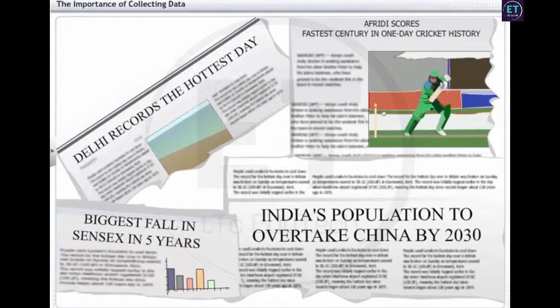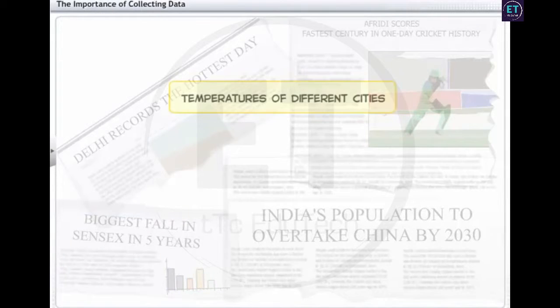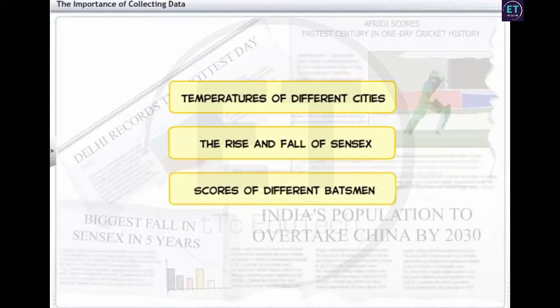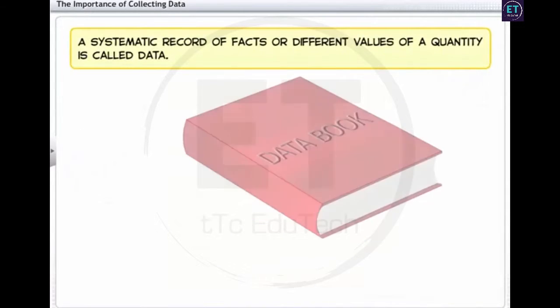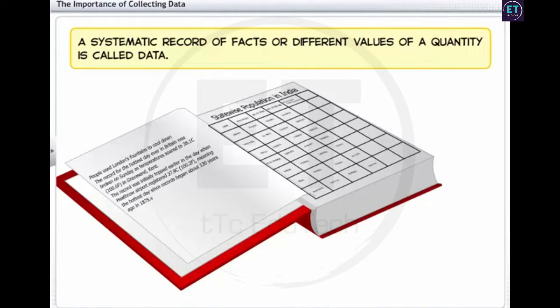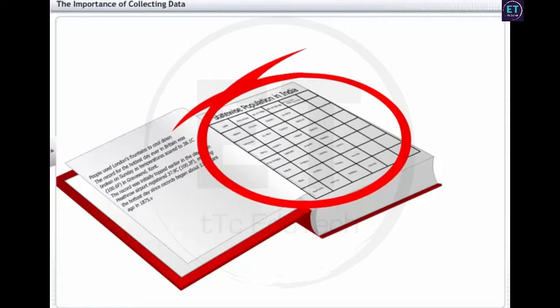These headlines are possible only because some people or organizations are continuously maintaining a record of quantities like temperatures of different cities, the rise and fall of Sensex, scores of different batsmen in different matches, or the population of India. A systematic record of facts or different values of a quantity is called data. Such records or data is collected over a period of time and continuously updated. Data is collected with a specific purpose in mind.